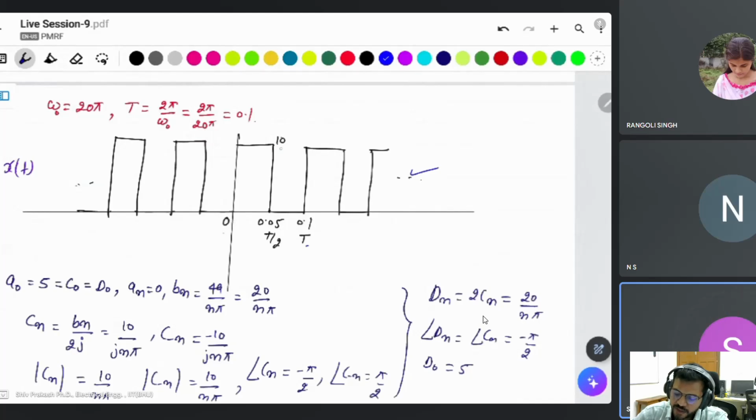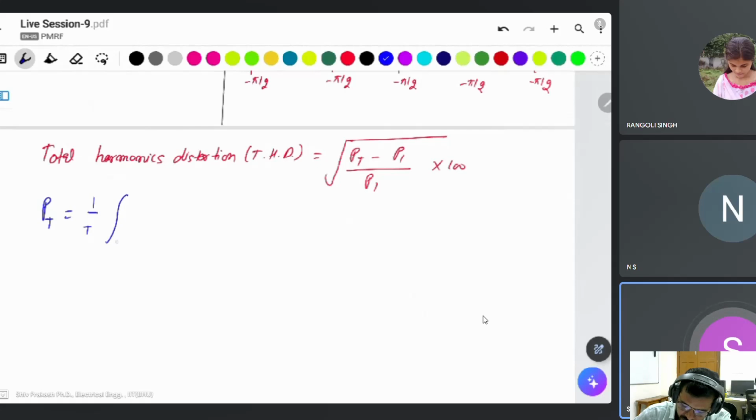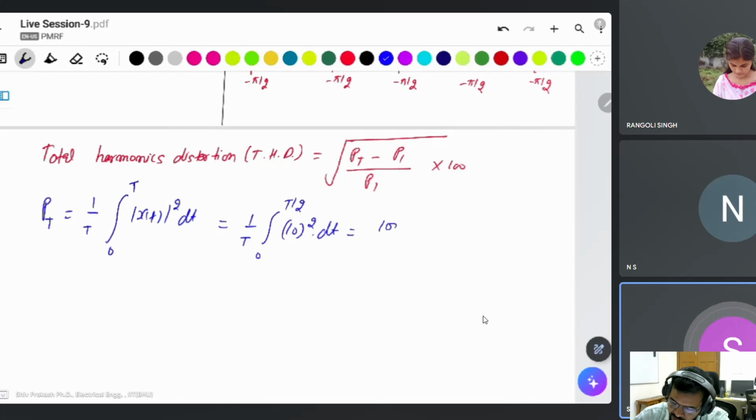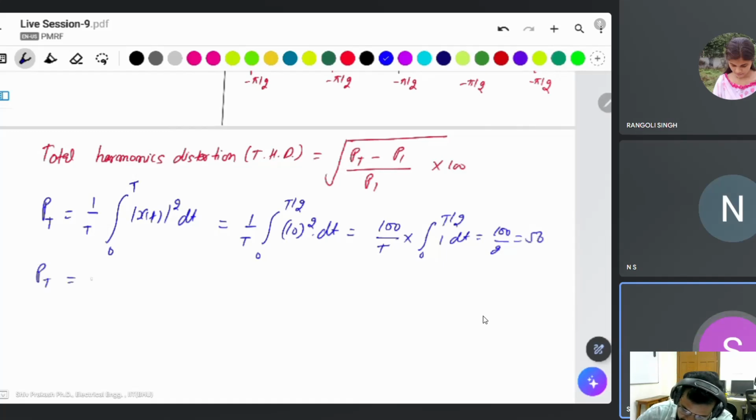0 to T by 2, the magnitude is 10. It means 1 by T, integration of the mod of x(t) squared dt. The magnitude in between is 1 by T, integration of 0 to T by 2 only is present. A is 10, 10 squared into dt will be 100 by T into the integral from 0 to T by 2 of 1 dt. This is T by 2, T cancels out, 100 by 2 is equal to 50 watt. P_T for this one is 50 watt.